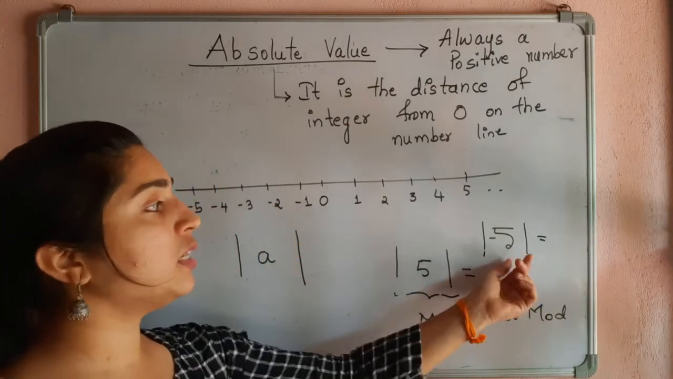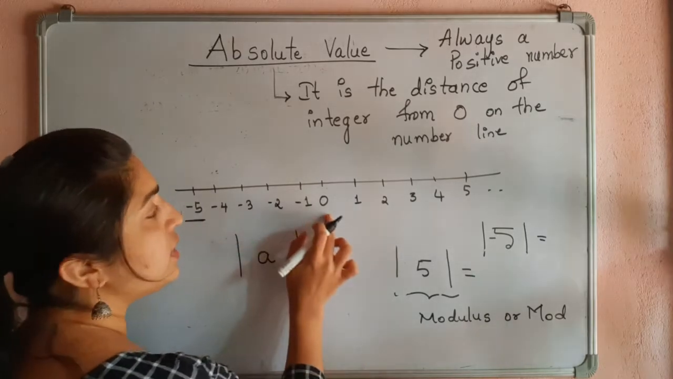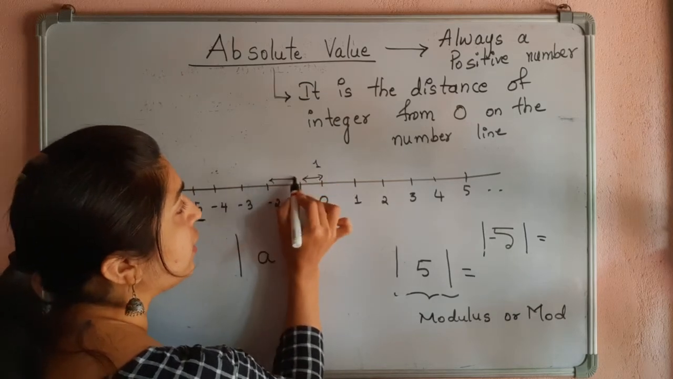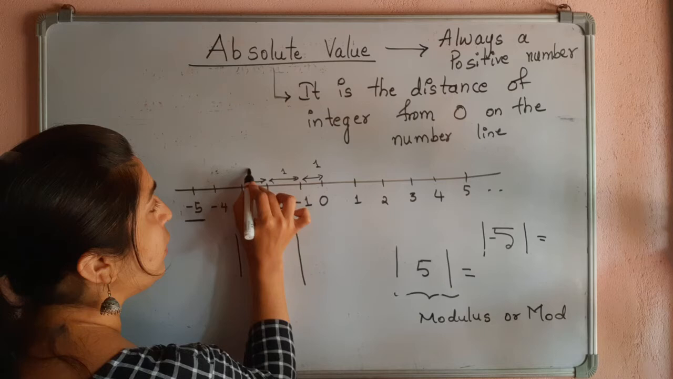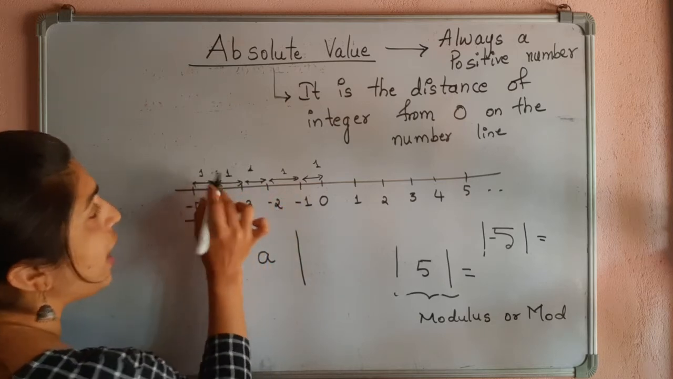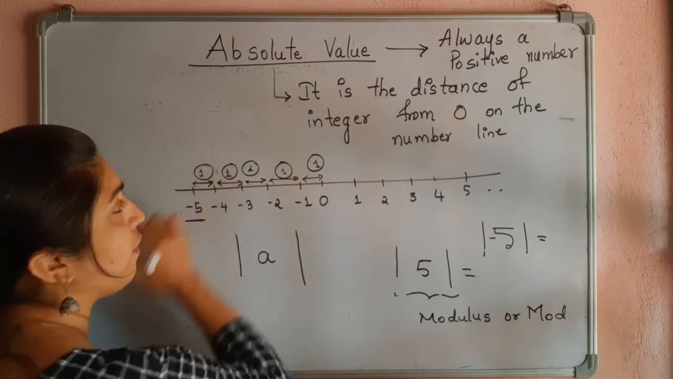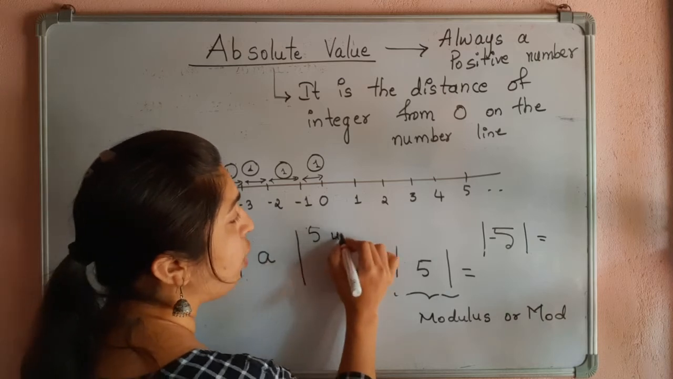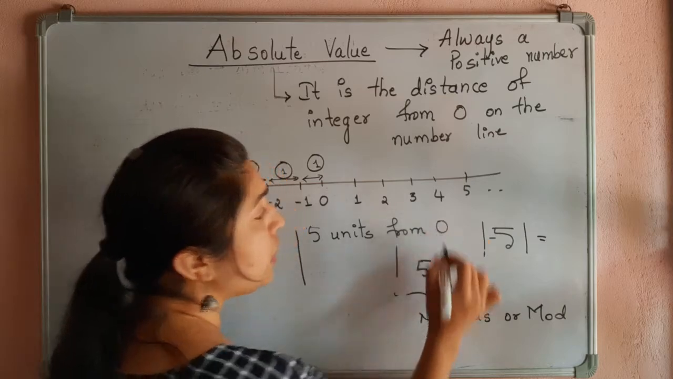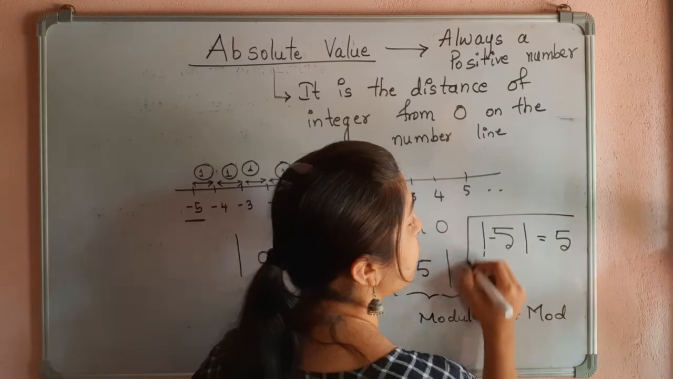So let us consider minus 5. This is minus 5 on the number line. What is the distance of this from 0? This is 1 unit, this is another unit, another unit, another unit, and here is another one. Add all these units: 1, 2, 3, 4, 5. So that is 5 units from 0. That means the absolute value of minus 5 is 5.